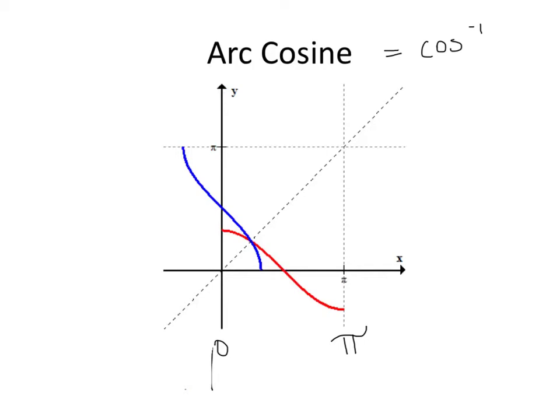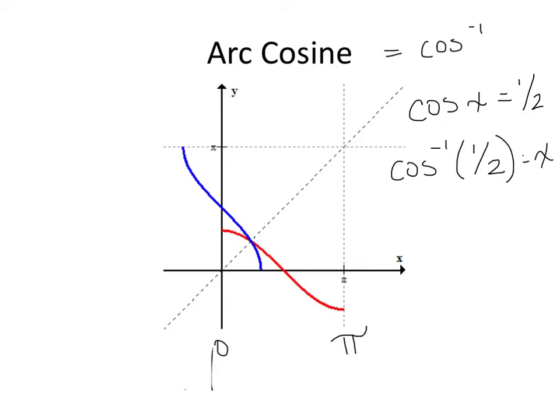Thinking about that with regard to the previous slide, we said that the cosine of some value was equal to 1/2. Or we could write the inverse cosine of 1/2 is therefore equal to that particular value. You may also see it written arc cosine. And in this case, it's equal to pi over 3.